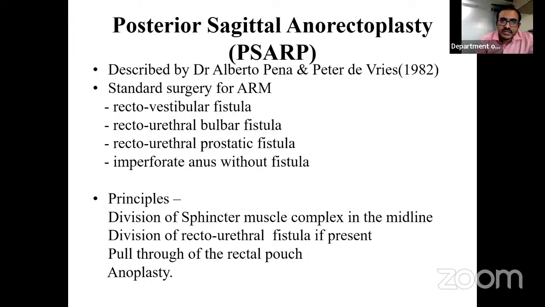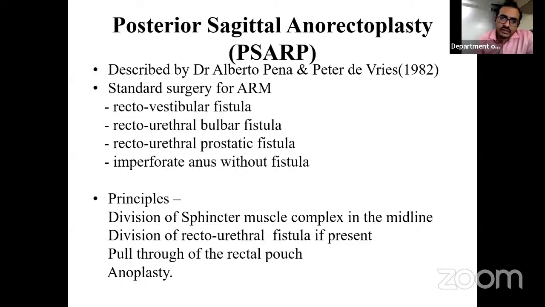Now surgeries. There are many surgeries described for anorectal malformation, but the commonly done surgery is posterior sagittal anorectoplasty, which is usually done in male patients. It was described by Albert Peña and Peter de Vries. This is the standard surgery for ARM.